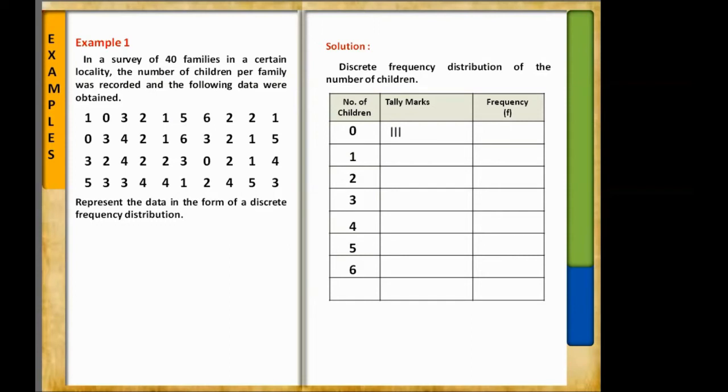Here 0 is repeated 3 times, so 3 lines are drawn. Similarly, we need to write the rest of the tally bars. After that, we need to write in the third column the value of each tally bar. At last, write the total.